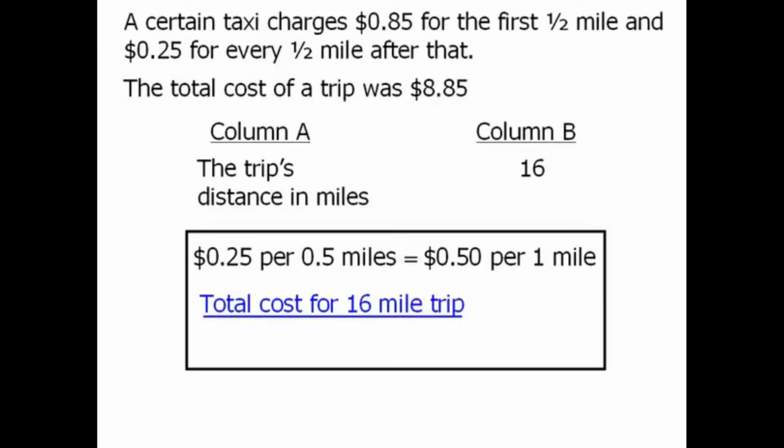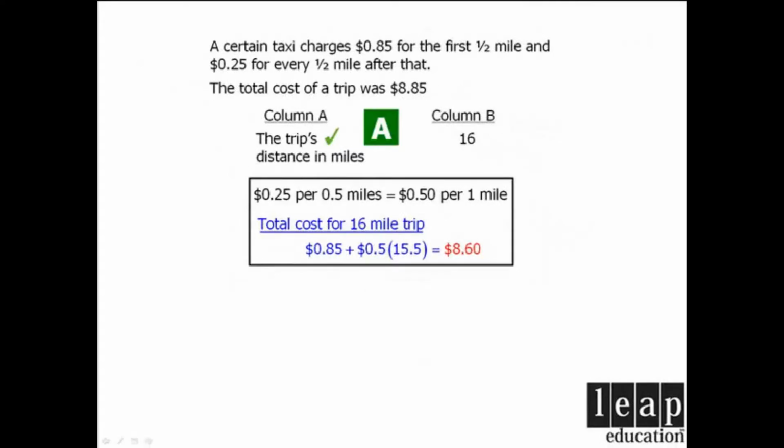To do this, we'll begin with our 85 cents charged for the first half mile, and then we'll pay 50 cents for every mile traveled after that, which will be 15.5 miles. When we calculate this, we get a total cost of $8.60. Now the question tells us that the total cost was $8.85. So this trip must have been longer than 16 miles, which means column A is greater than column B, which means our answer is A.